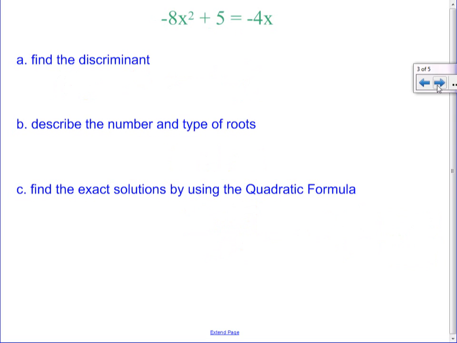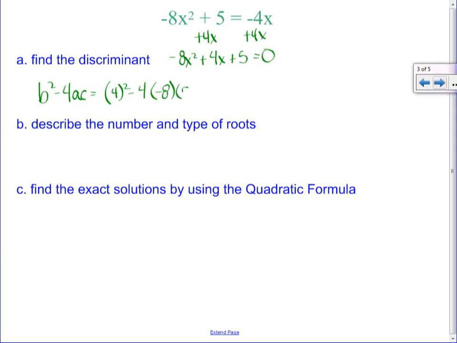All right. Another one. What do we have to do to our equation? Yep, we got to move this over. So we've got negative 8x squared. Okay, so find the discriminant. Do the same thing. B squared minus 4ac.